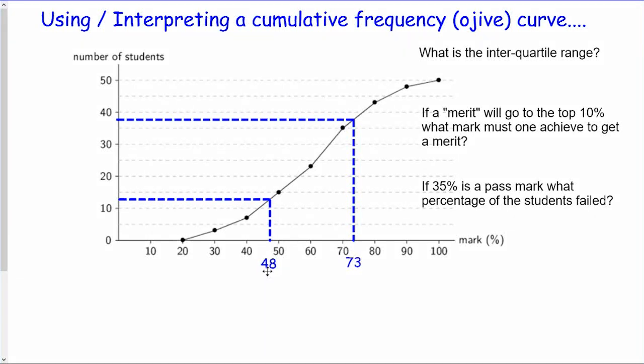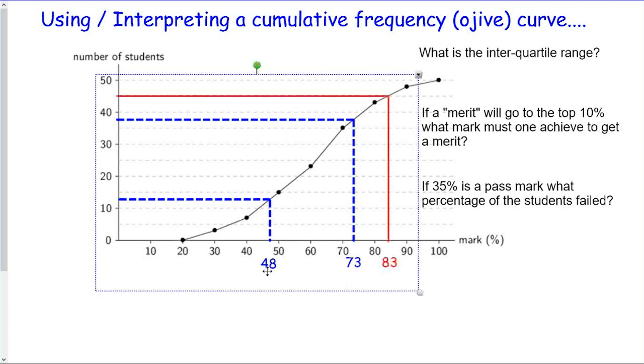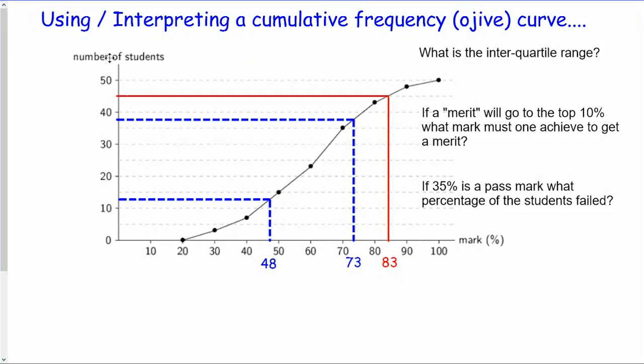The next question says, if a merit mark will go to the top 10%. Now the top 10%, obviously out of 50 students, would be from 45 to 50. So if we go from 45, we read off and we get a mark of about 83%. We normally are asked to show where we're going to read off our answers. And then the last question, if 35% is a pass mark, what percentage of the students failed?